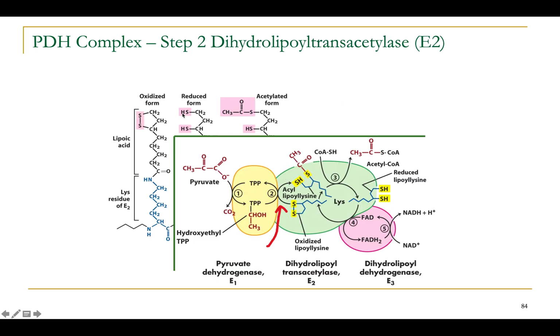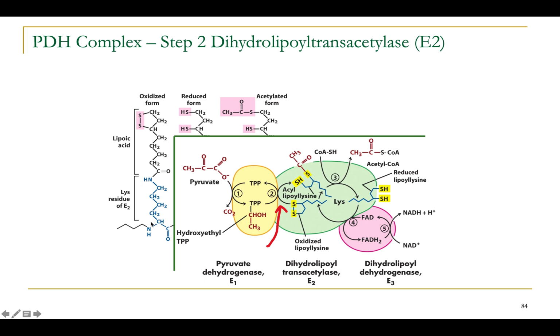At the second reaction, in the second step, the hydroxyethyl group is used to reduce the oxidized form of lipoyllysine in the heart of the E2 active center, thus performing 2 processes, transferring electrons and transferring the acyl group. So the lipoyllysine is an interesting compound.